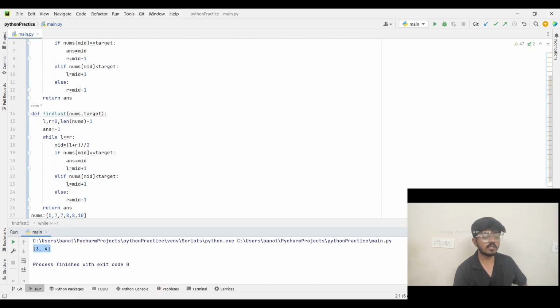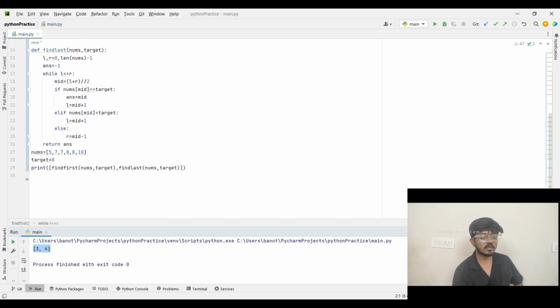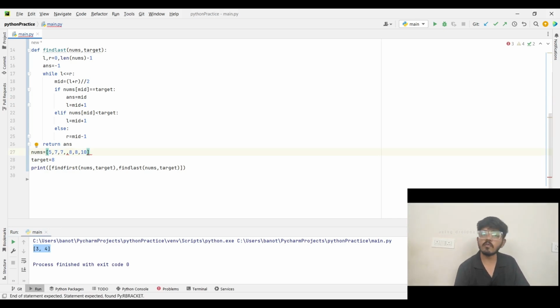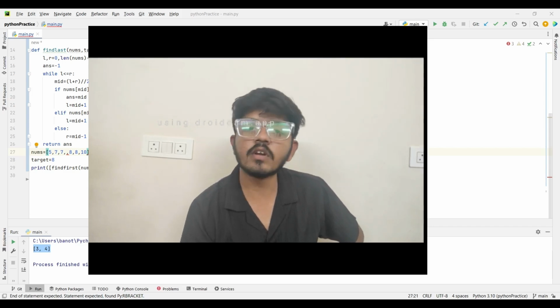The 3 comma 4 are the index values of the first occurrence and the last occurrence. The first 8 is at the third index, and the second 8 is at the fourth index, so I got 3 comma 4. The time complexity for this question is big O of log n, and the space complexity is big O of 1. If you can explain this confidently, then binary search will become very easy.